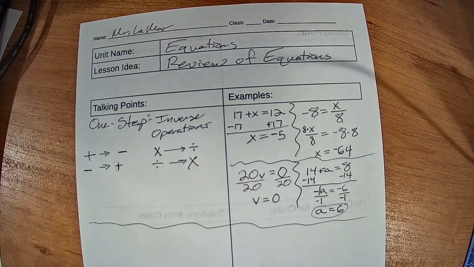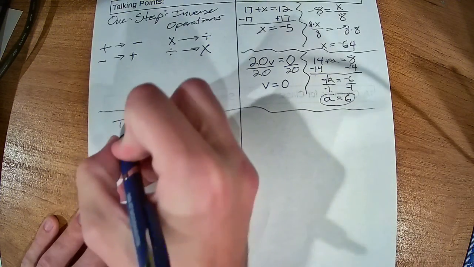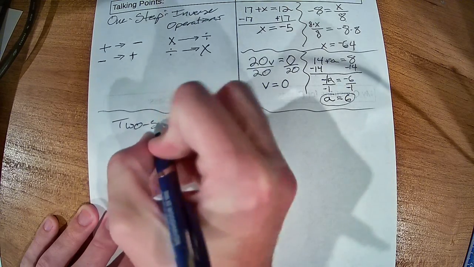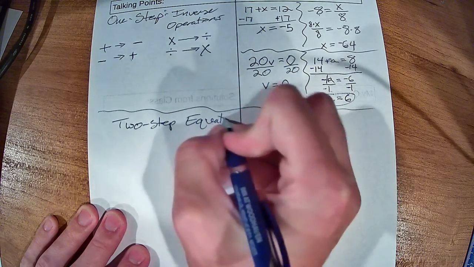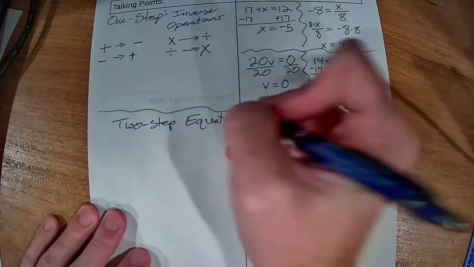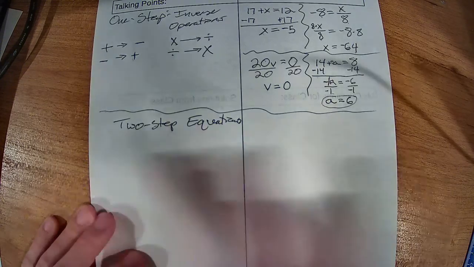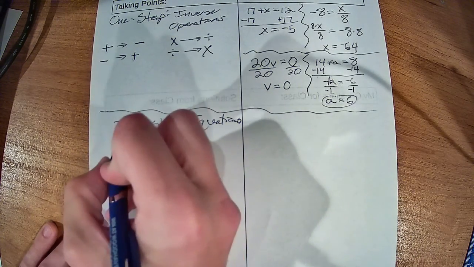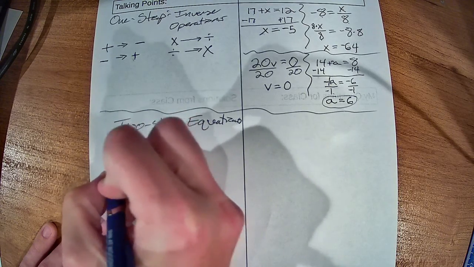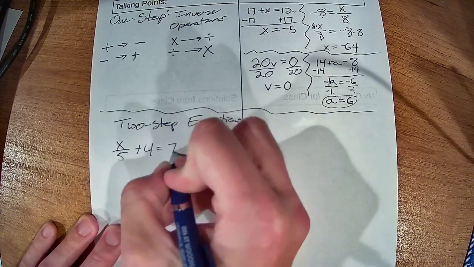All right. After one-step equations, we moved on into what we called two-step equations. And in this case, we used what we called the dating analogy. So let's write out a quick example problem and work through it here. Let's say we had something like x divided by 5 added to 4. I don't know, let's make it equal 7.